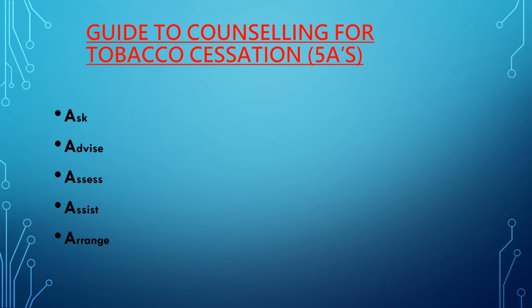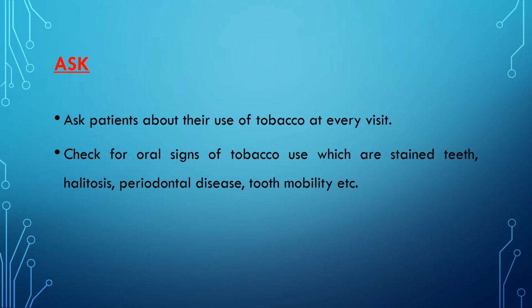Guide to counseling for tobacco cessation. Okay, there are 5 A's and there are 5 R's. What is the 5A? 5A is ask, advise, assess, assist and arrange. What is ask? Ask patients about their use of tobacco at every visit. Check for oral signs of tobacco use, which are stained teeth, halitosis, periodontal disease, tooth mobility. Right?